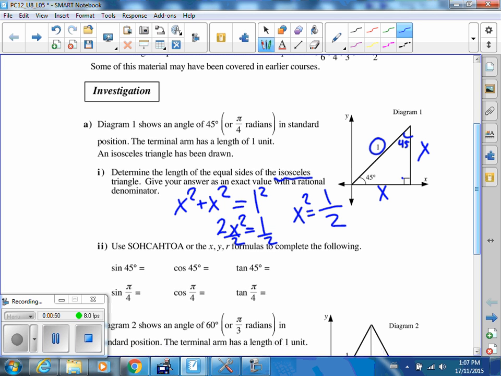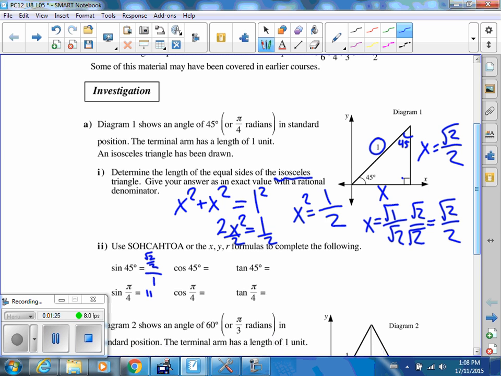Now what I do is take the square root of both of those. So x equals root 1 over root 2, or 1 over root 2. And I'm just going to multiply top and bottom by root 2 to rationalize. So I get x equals root 2 over 2. So both of my sides now have a value of root 2 over 2. So now with my 45s, I can go sine of 45 would be my opposite, which is root 2 over 2, over my hypotenuse, which is 1. So that's just root 2 over 2.